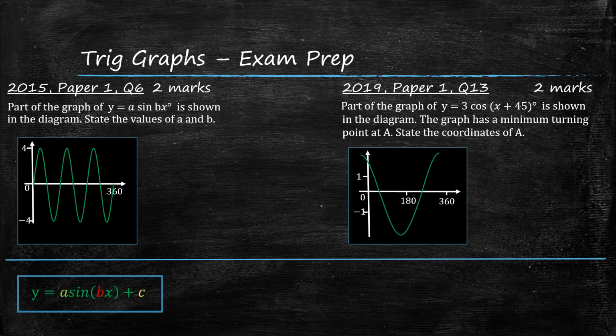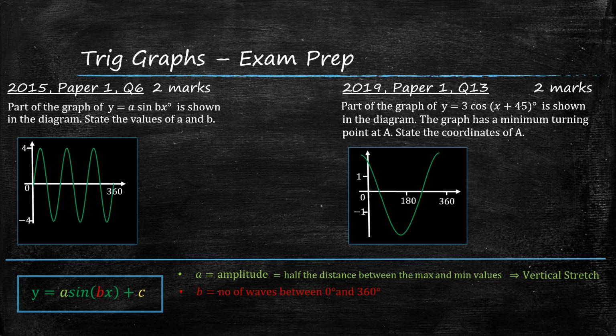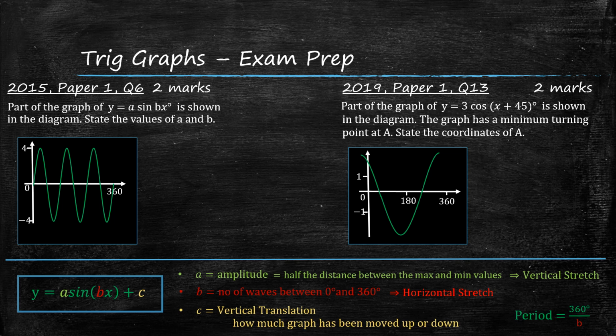We introduced the general form of transformed graphs as y equals a sine bx plus c. This could equally be a cos bx plus c or a tan bx plus c. In this general form, a is the amplitude, which is half the distance between the max and min values, and this represents a vertical stretch. B is equal to the number of waves between 0 degrees and 360 degrees. This represents a horizontal stretch, and the new period of the graph would be 360 over b. And c represents a vertical translation, how much the graph has been moved up or down.